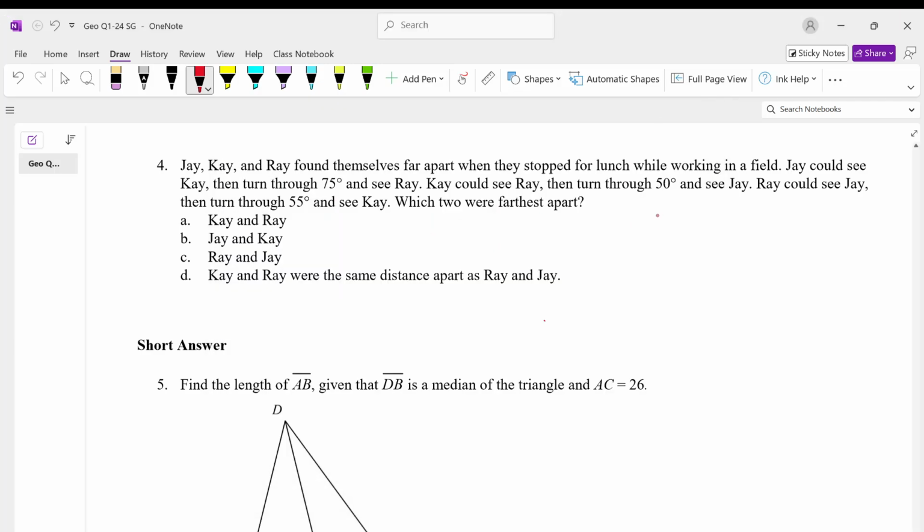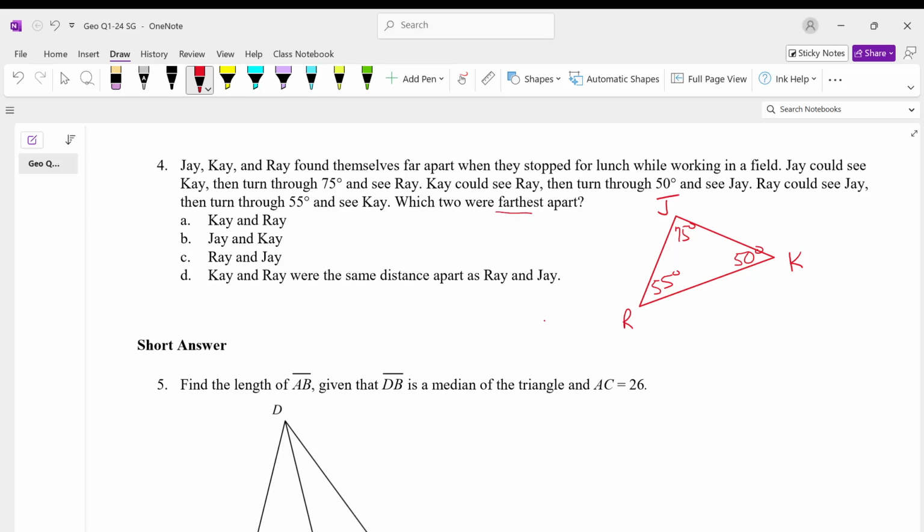All right, so like I said, we're going to draw a triangle. Label the vertices J, K, and R. J could see K, then turn 75 degrees. So at J is 75 degrees. K is 50 degrees. And Ray, 55 degrees.